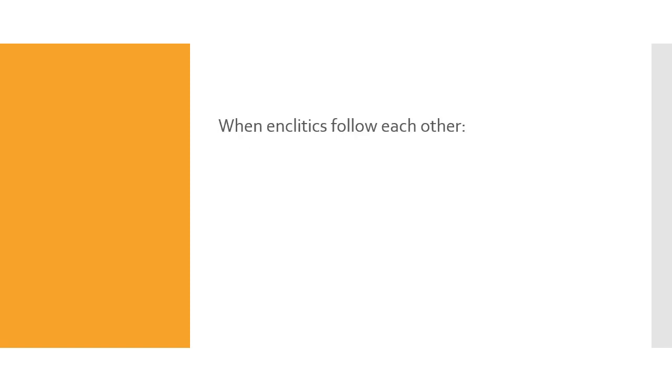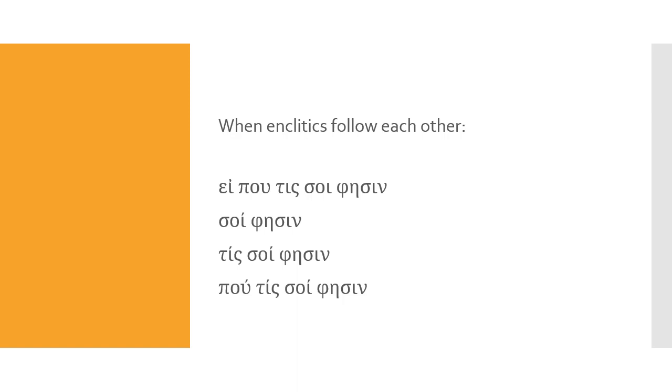What happens when enclitics follow each other, if one enclitic is leaning upon another enclitic? In that case, you typically work backwards and you accent with acutes. So here we have a phrase, ei pou tis soi phesin. If somewhere someone said to you. Phesin is also an enclitic, I should point out. So all these words are enclitic, essentially. So we start at the end. Phesin will add its acute accent to soi. Soi then adds an acute accent to tis. Tis then adds an acute accent to pou.